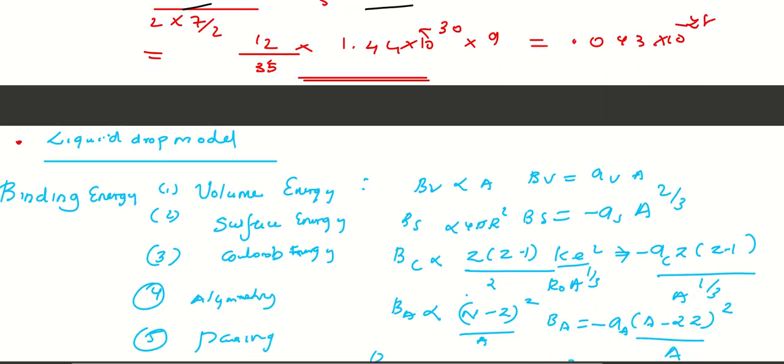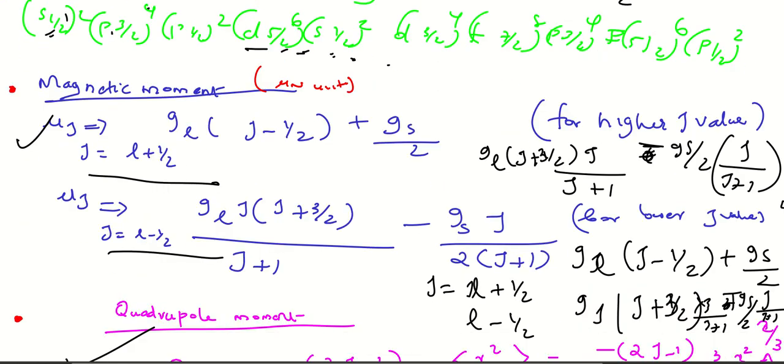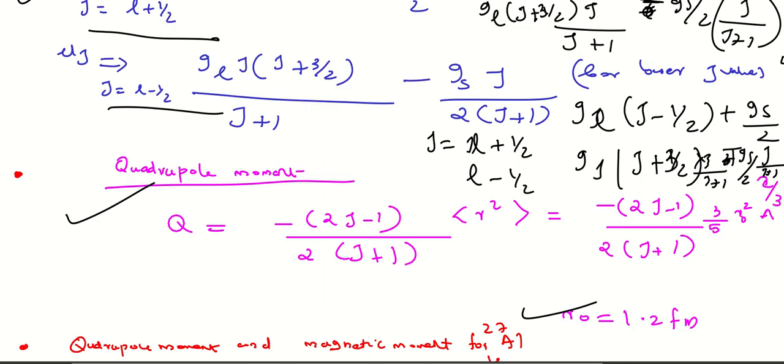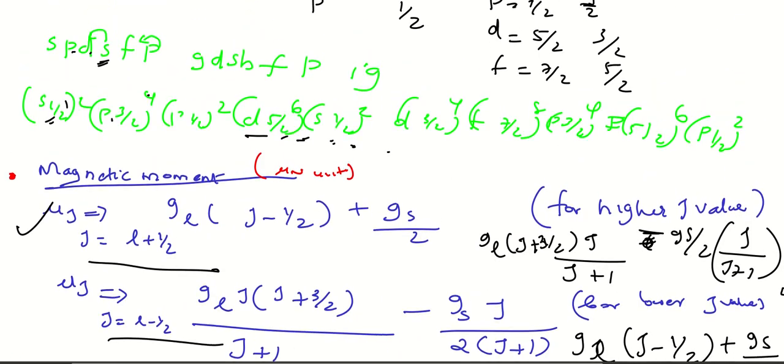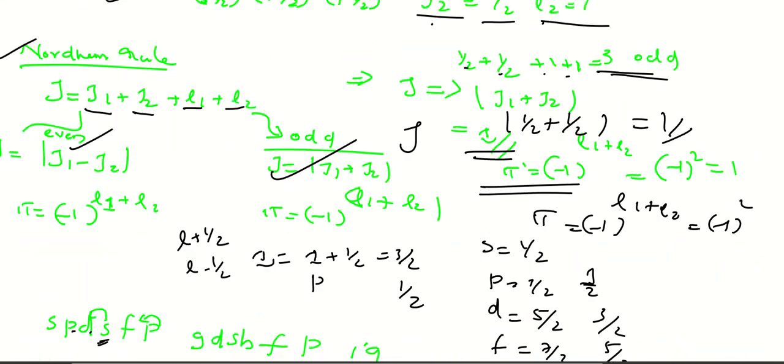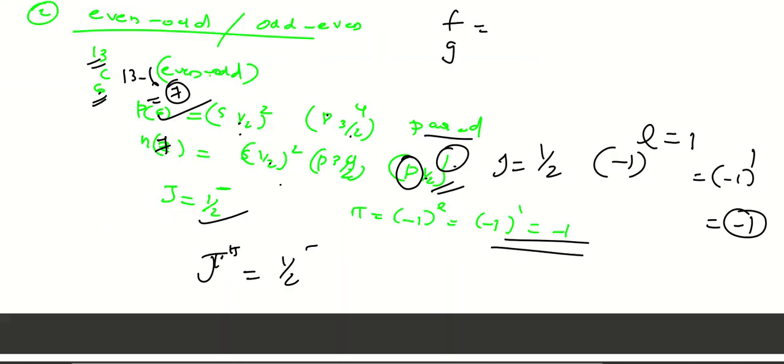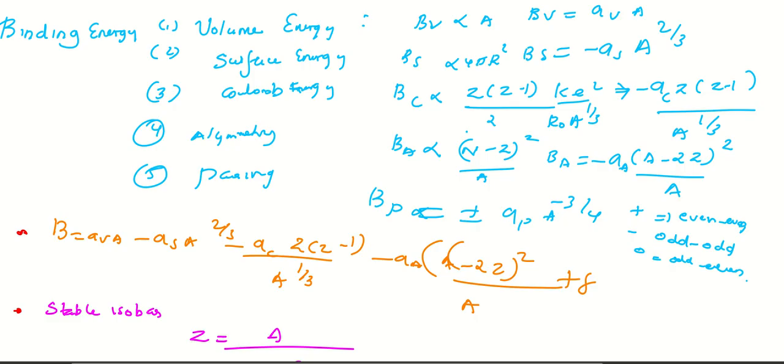Okay, so this is all about the shell model. We studied the quadrupole moment and magnetic moment for j is equal to L plus half and L minus half, and the arrangement, the Nordheim rule. Okay. Next, we are studying the liquid drop model.